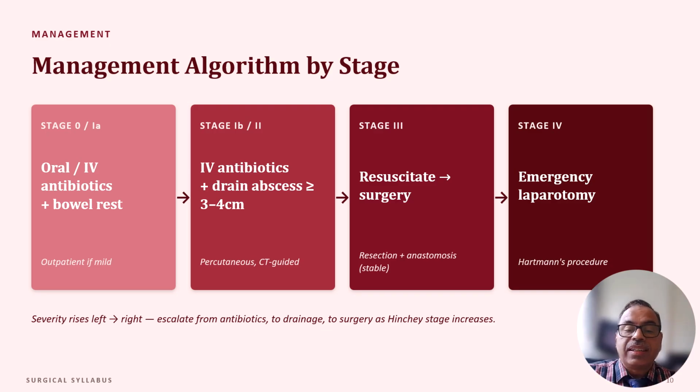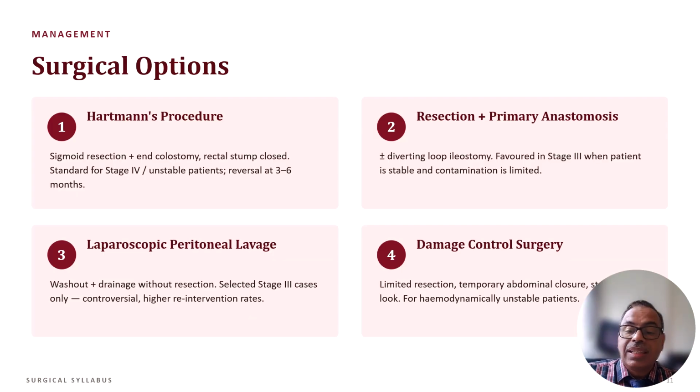Stage 3, resuscitate and immediate surgery, maybe resection and primary anastomosis if your patient is stable, with a proximal diverting ileostomy. In stage 4, where there is a feculent peritonitis, emergency laparotomy. There may not be time for resuscitation, continue resuscitation as the surgery is proceeding, and Hartmann's procedure, which is excision of bowel, proximal end colostomy, and closure of distal rectal stump, is the procedure of choice. Severity rises from left to right, escalate from antibiotics to drainage to surgery as the Hinchey stage increases. So this is the relevance of Hinchey's staging.